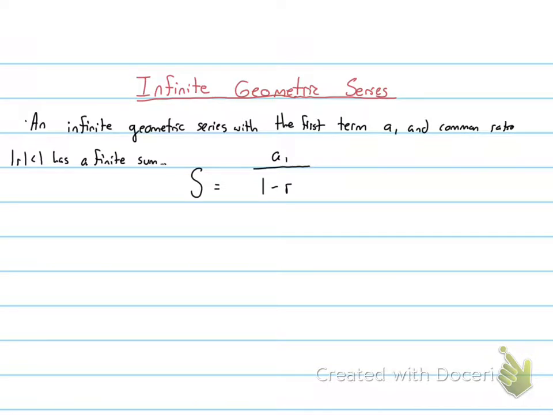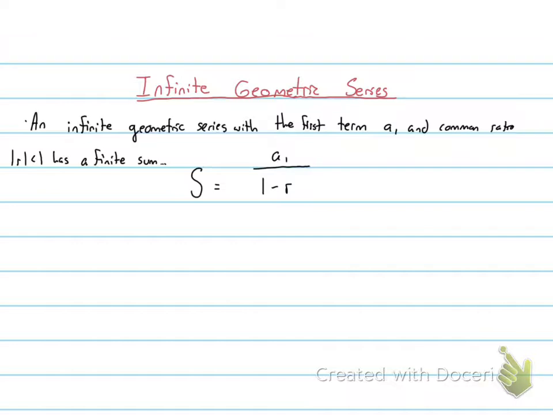So the next thing we're going to talk about is an infinite geometric series. These ones are a little bit trickier to picture. An infinite geometric series with a first term of a1 and a common ratio where the absolute value of r is less than 1 actually has a finite sum. And how you would find that finite sum is you would do your first term over 1 minus your r value.